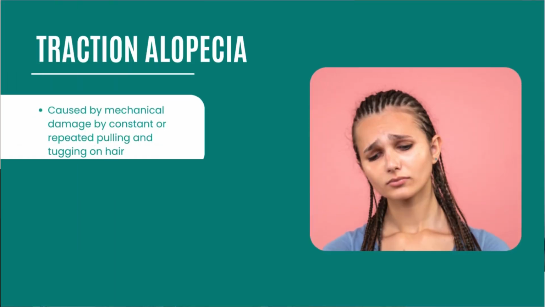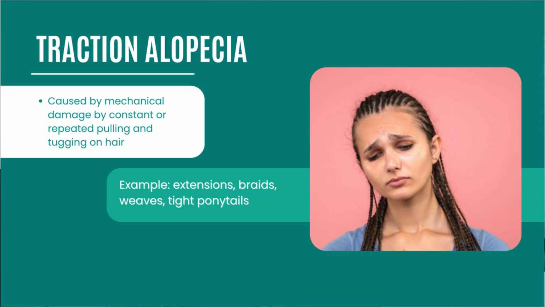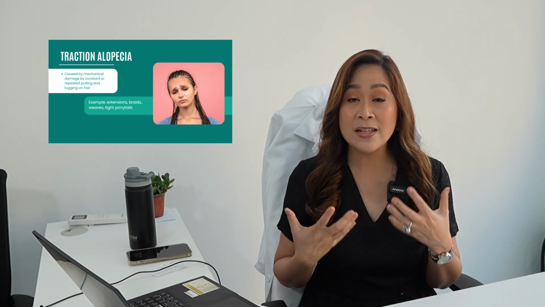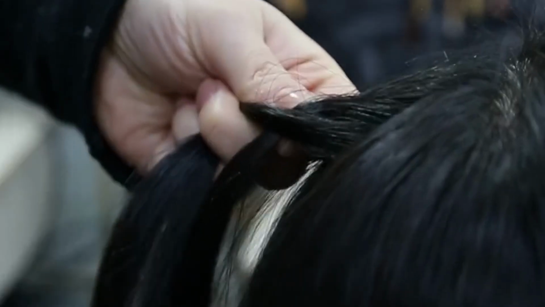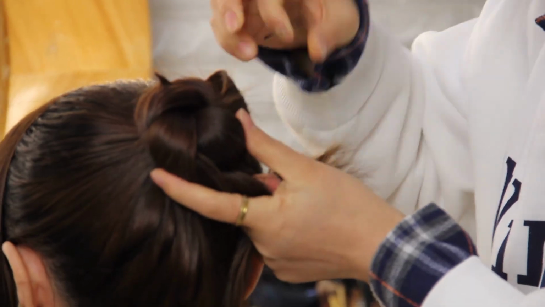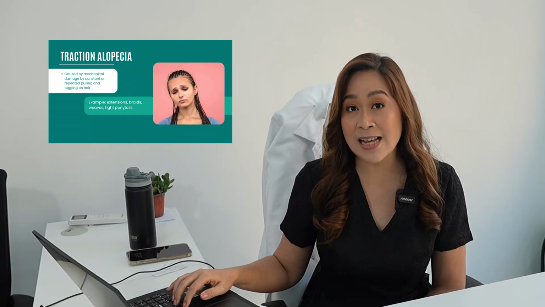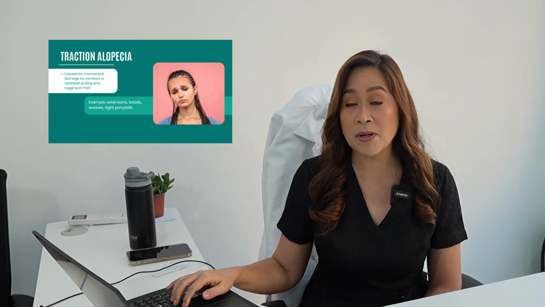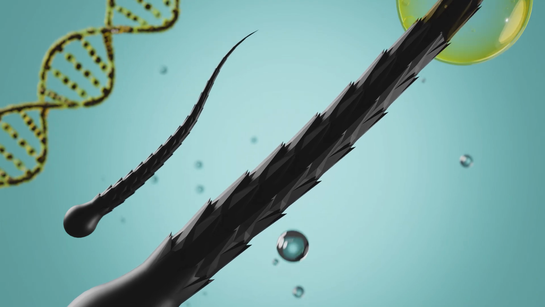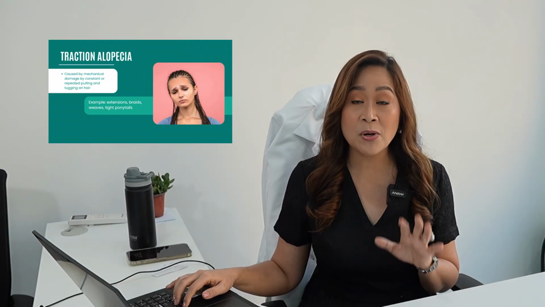There's also one type of alopecia called traction alopecia. Now, this is caused by mechanical damage from the constant pulling and tugging of hair. So, usually this happens with tight braids, tight hairdos, a high ponytail. So, we want to avoid these tight hairdos as much as possible because they can damage the hair follicles. Although, traction alopecia is reversible with the use of nourishing hair serums like HairReve.